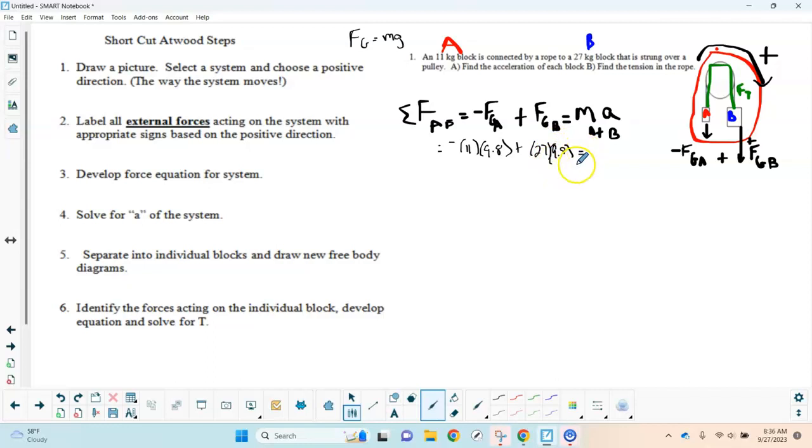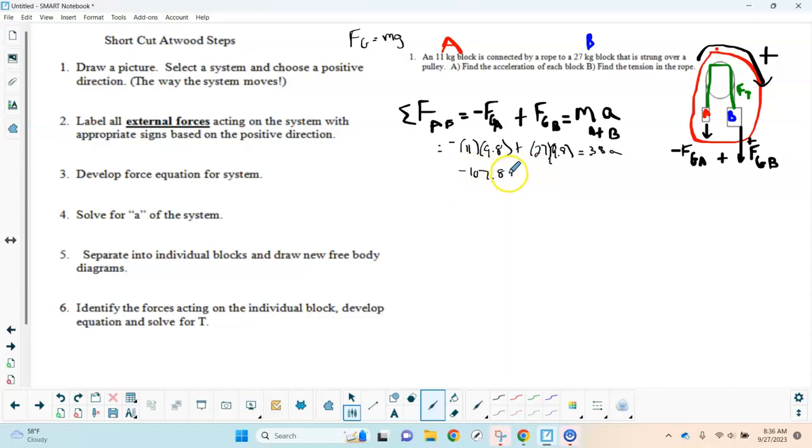Is equal to 11 plus 27, which is 38. So I just added the 2 masses together to get that step. And then we're going to solve for A. If you do all this work, this is like negative 107.8. I'm just showing you all the steps here for the algebra.